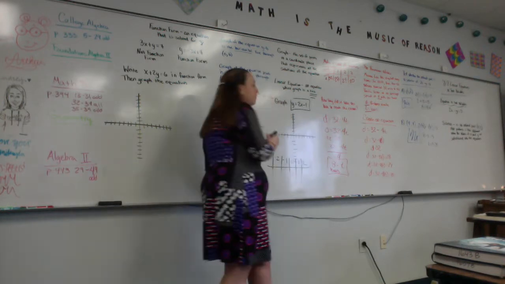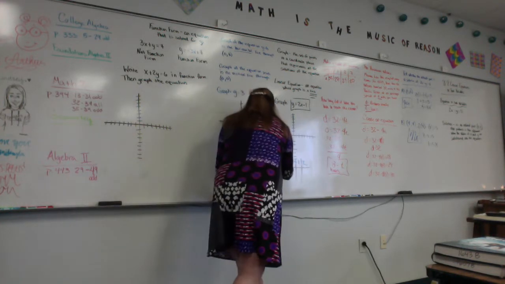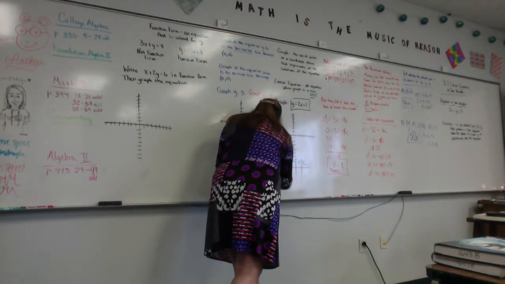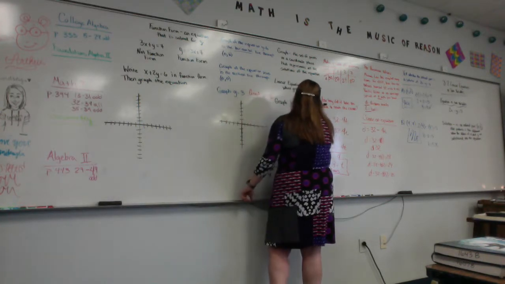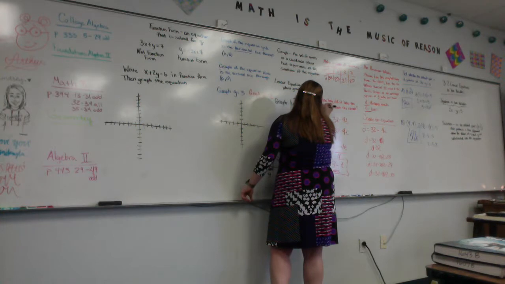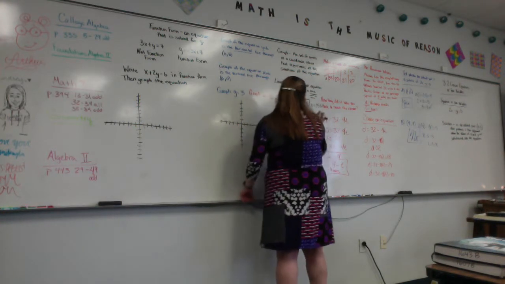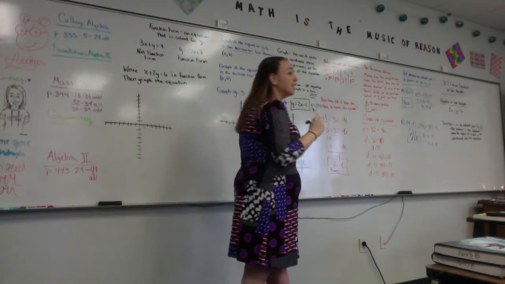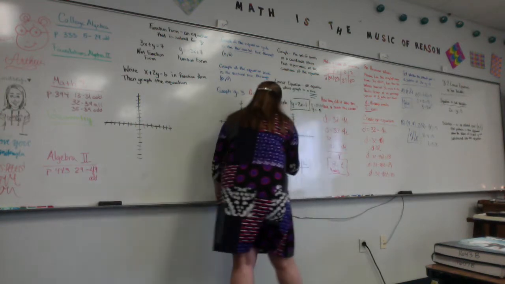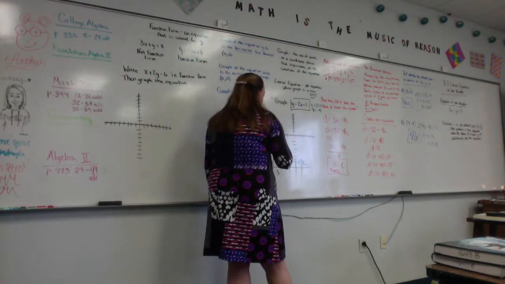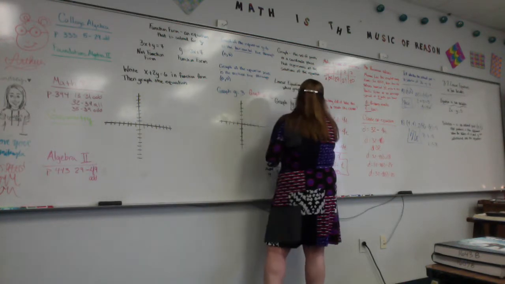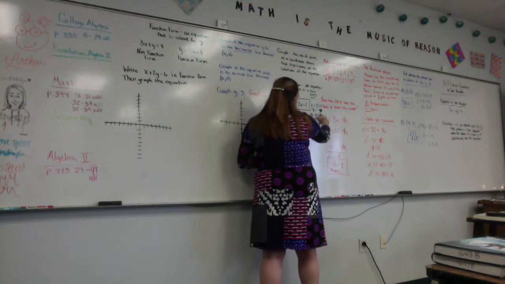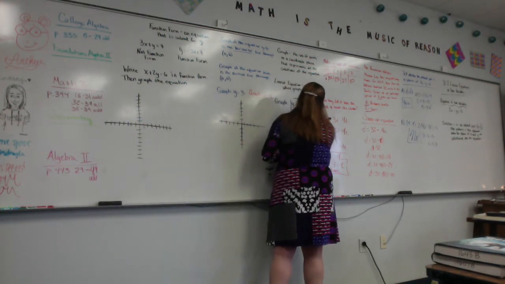My input is my what? X. My output is my what? Y. So if I plug a -2 in, that means I have y equals 2 times -2 minus 1. What's 2 times -2? -4. And what's -4 minus 1? -5. So when I plug in a -2, I get a -5 out. Now I'm going to plug -1 in. Y equals 2 times -1 minus 1. 2 times -1 is -2, and minus 1 is -3.